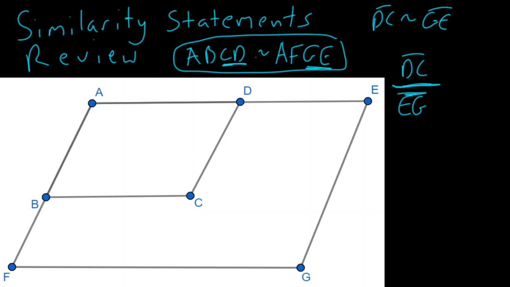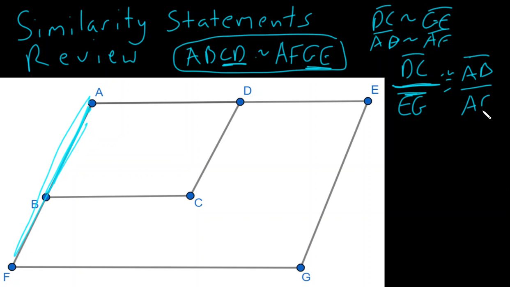Fraction bars mean division. We can actually say that this must be congruent to, well, if we have the same ratio over here, check it out. We could say that AB is similar to AF, that whole thing right there. Well, if we do AB divided by AF, it must have the exact same ratio as DC divided by EG. So this is considered to be a true similarity statement.